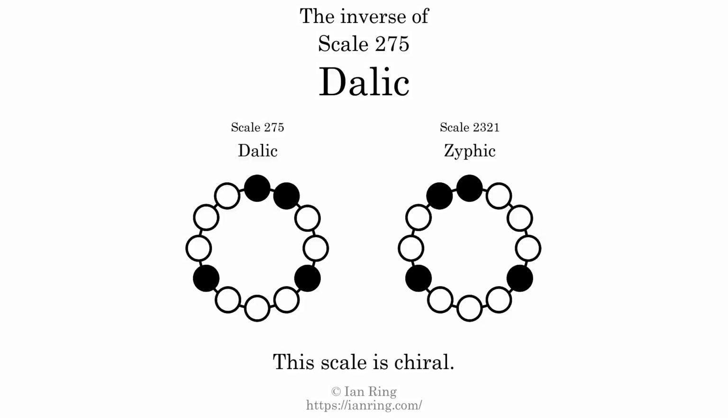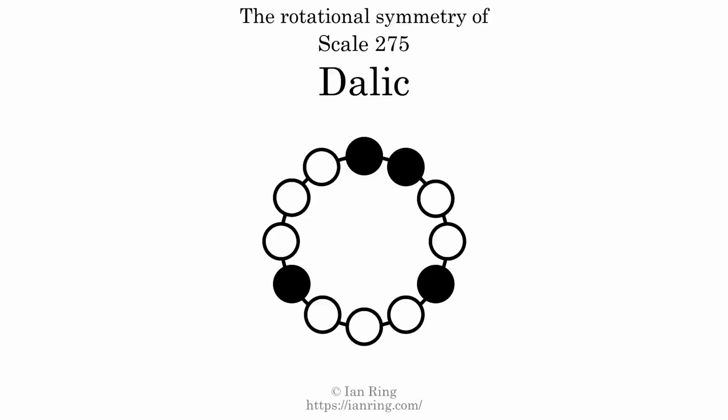The inverse of a scale is a mirror image. It is what you get when the sequence of intervals is reversed. The inverse of this scale is scale 2321, Zyphic. This scale is chiral. It cannot transform into its inverse by rotational transformation. This scale has no rotational symmetry.